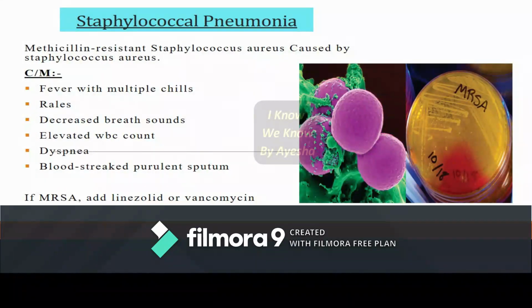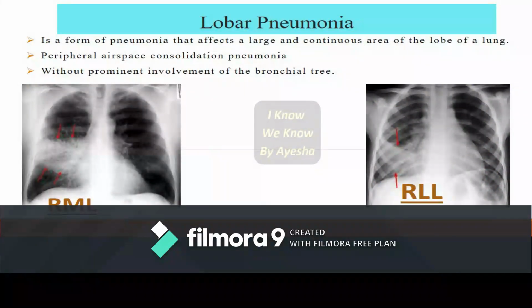In the anatomical classification, what we have seen first is lobar pneumonia, where only the lobes of the lung will be affected. That may be the right middle lobe, right lower lobe, left lower lobe, or left upper lobe. So only the lobes of the lungs will be affected, with peripheral air space consolidation, pneumonia without prominent involvement of the bronchial tree.